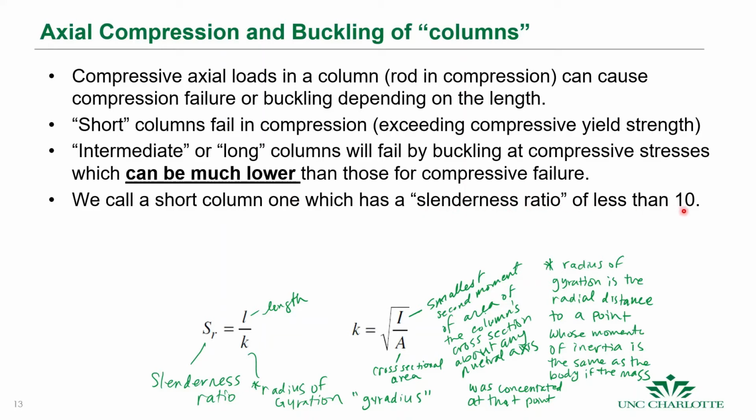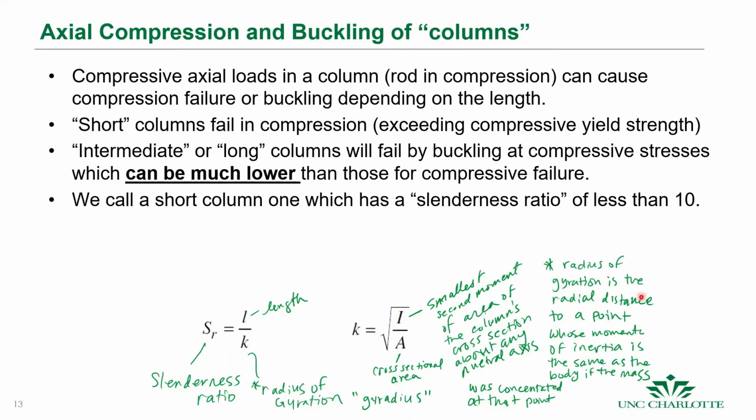For our purposes, a short column is one which has a slenderness ratio of less than 10. Slenderness ratio, SR, is just the length of the column over the radius of gyration. And the radius of gyration is equal to the square root of the smallest second moment of area of the cross-section about the neutral axis divided by the cross-sectional area. Sometimes this is called the gyradius, but radius of gyration is the term.